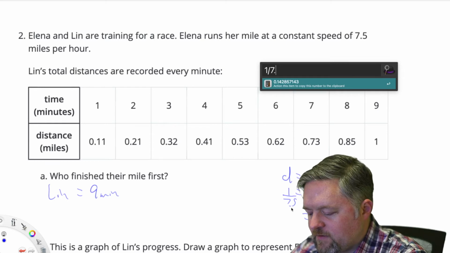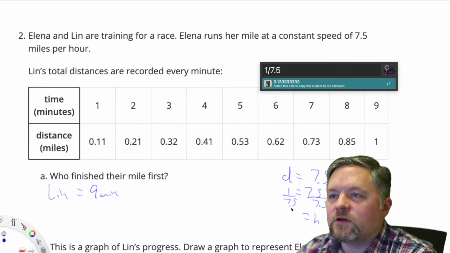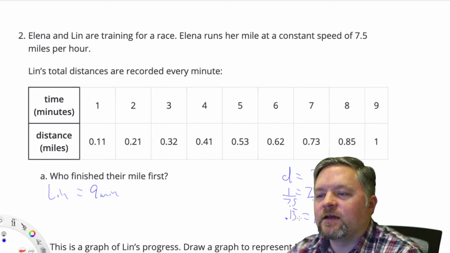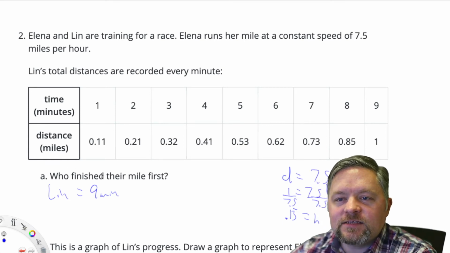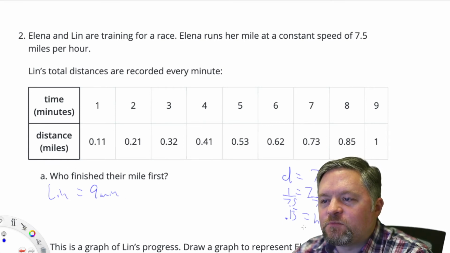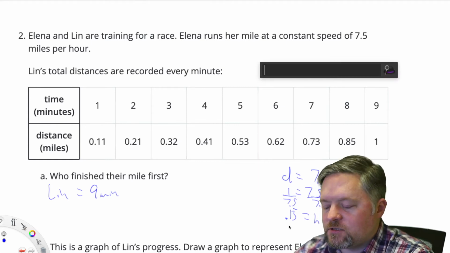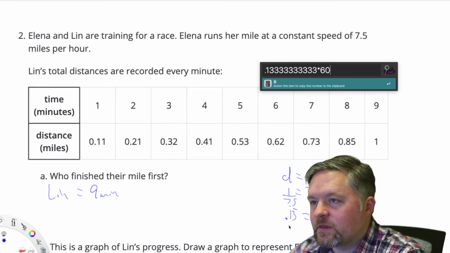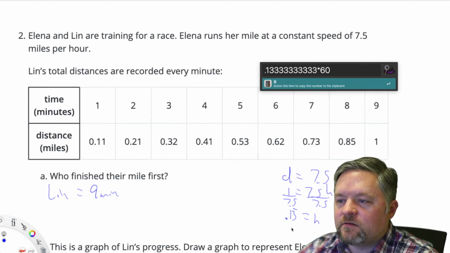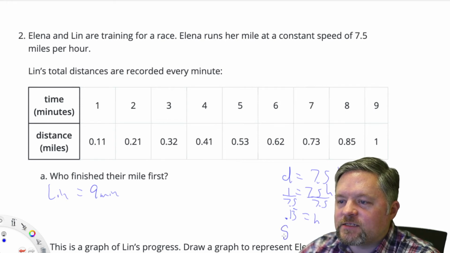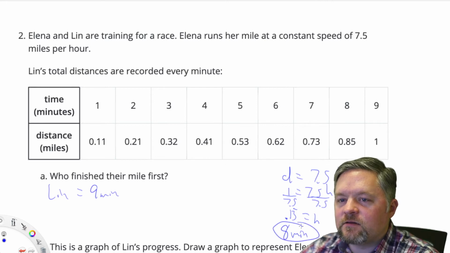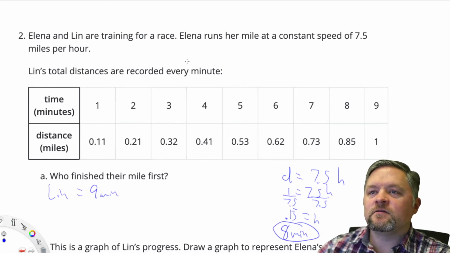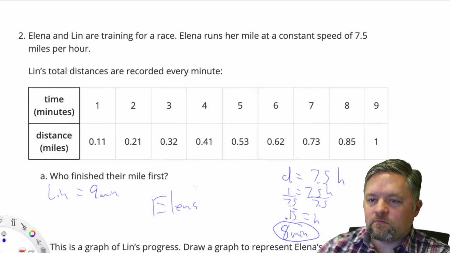1 divided by 7.5 is 0.13 repeating. 0.13, and the 3 is repeating. But that's hours. This is in minutes. How many minutes is 0.13 repeating hours? How many minutes in an hour? 60. Ooh, that's 8 minutes. 0.13 repeating hours is 8 minutes. Who finished their mile first? 8 minutes is faster than 9. Elena.